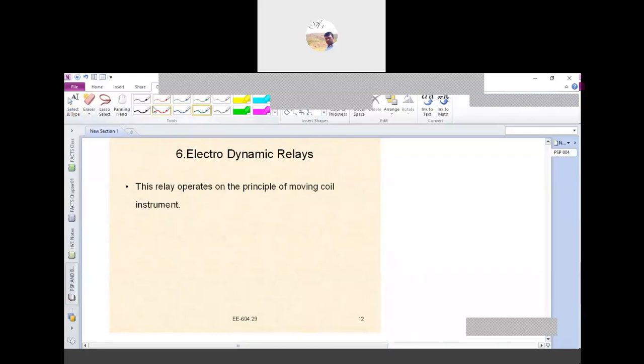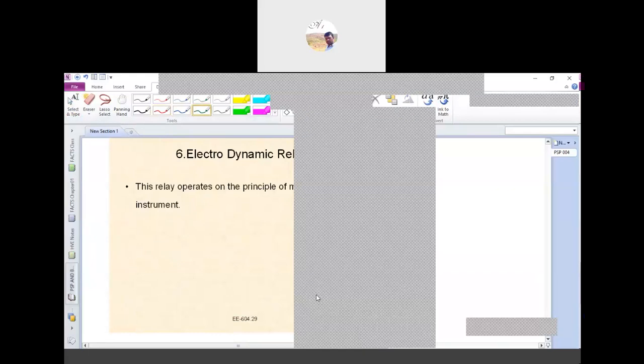It is operated by a moving coil. Based on a moving coil instrument, the relay coil will work, and hence the name electrodynamic relays. So these are the classifications. Another classification is also there, based upon function, where we have the overcurrent relay.